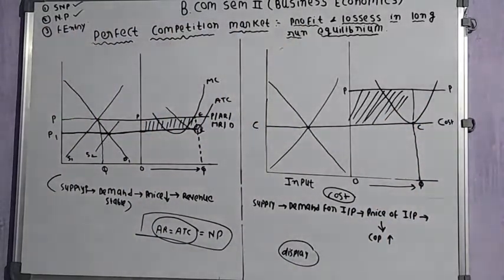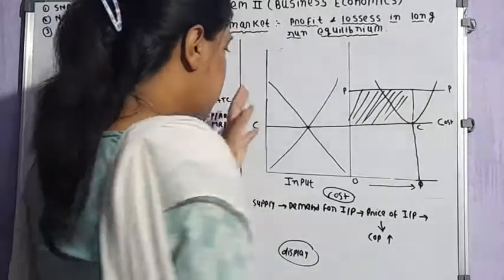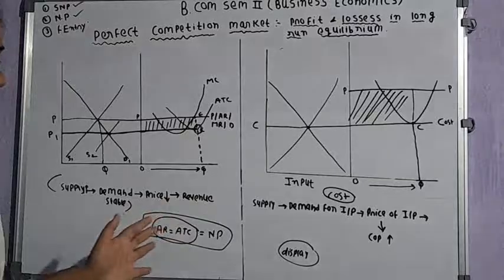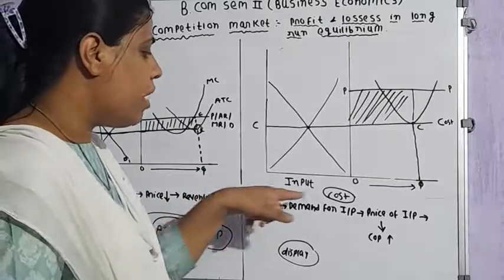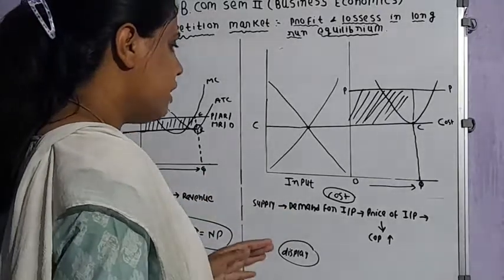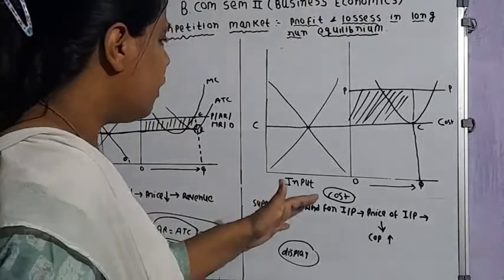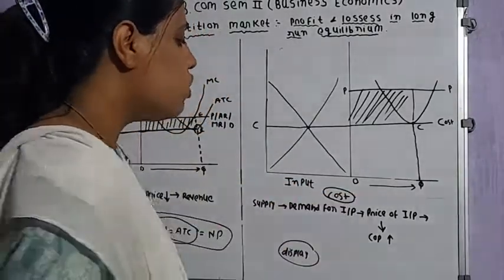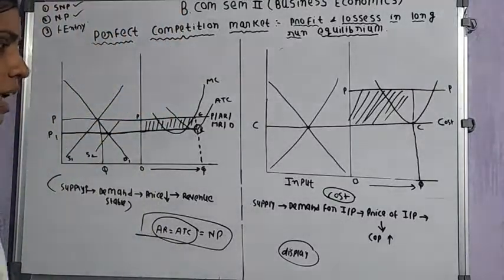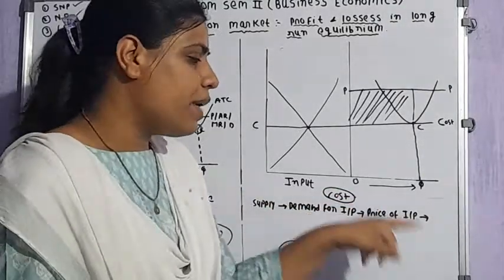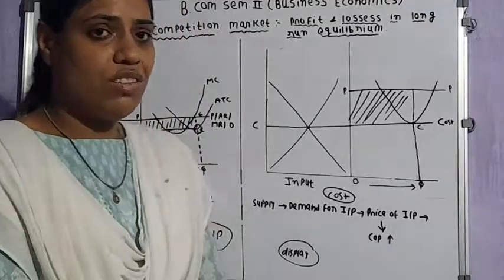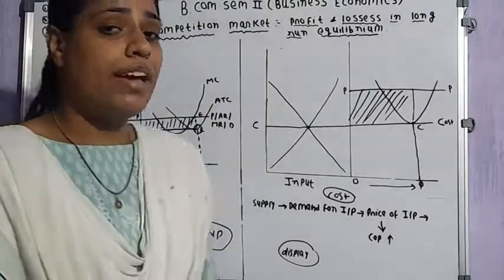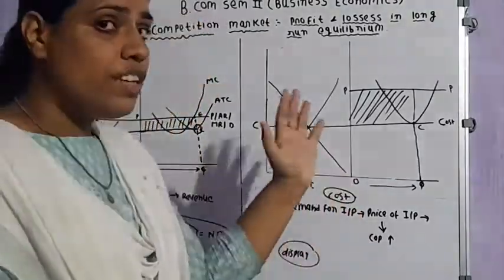But in the long run, what will happen? When the suppliers enter the market, the demand for input will increase, right? And when the demand for input increases, the price of input will also increase, and as a result, the cost of production will also increase. That is why the suppliers would come to the situation of normal profit.